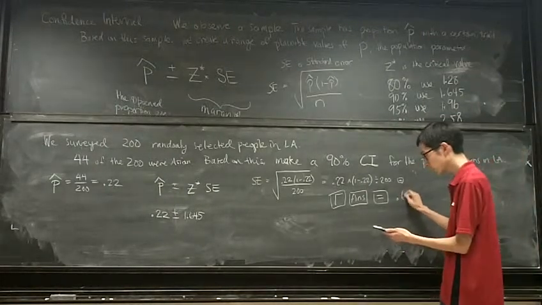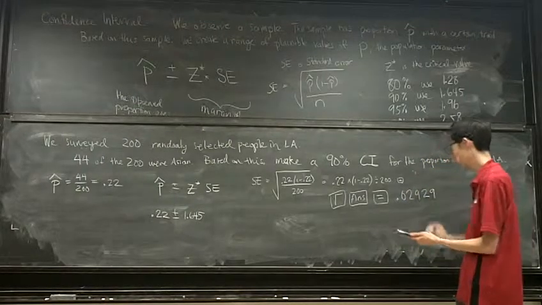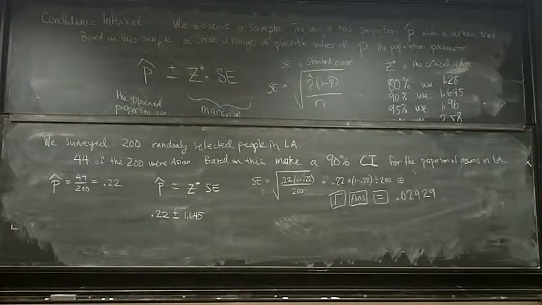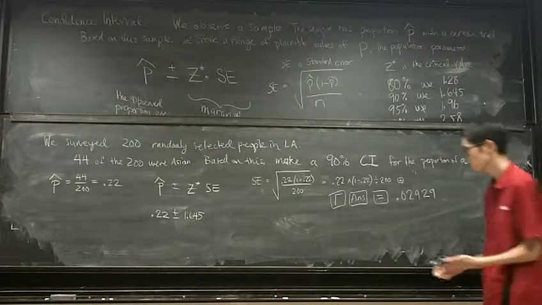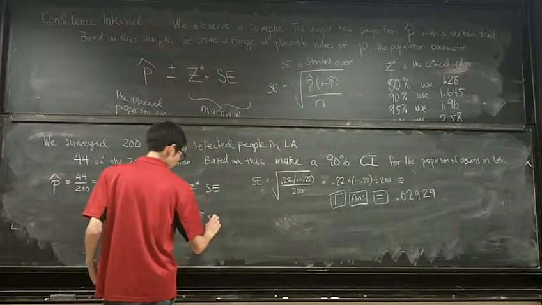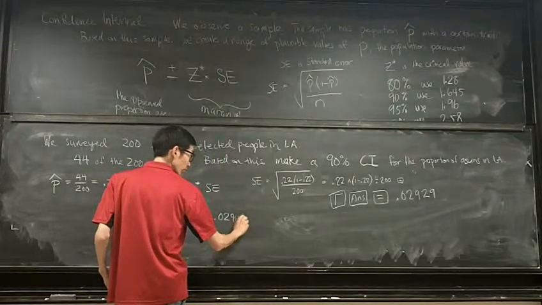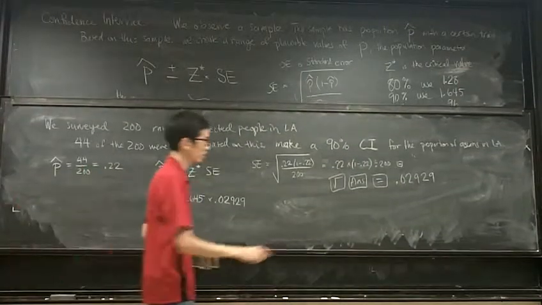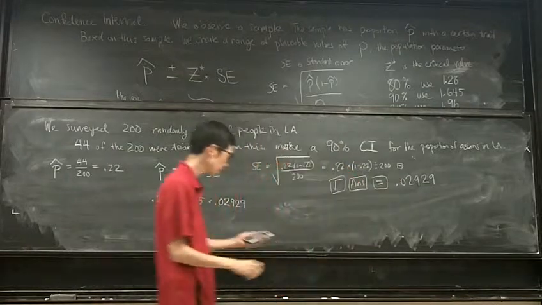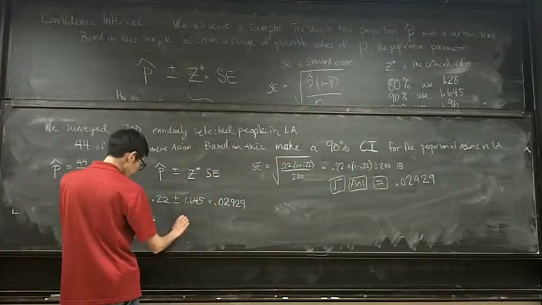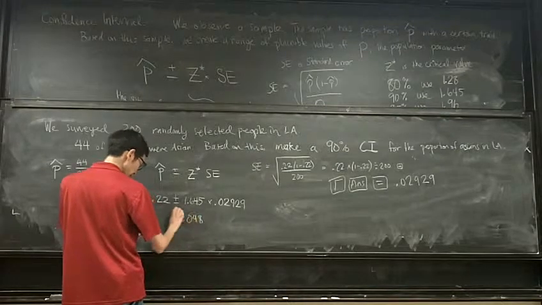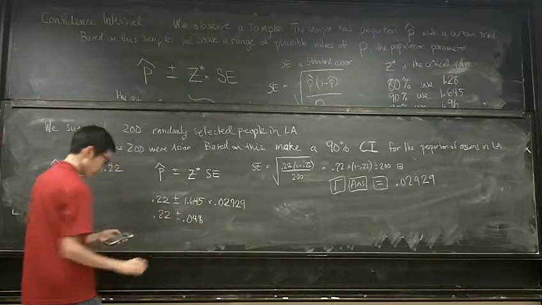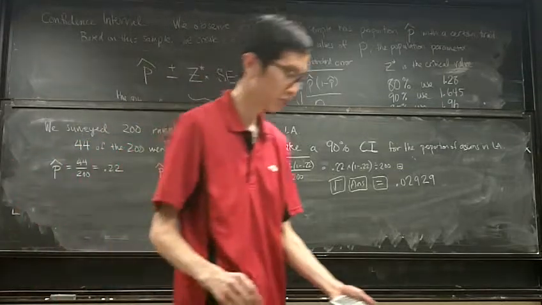And I get 0.02929. Okay, that's my standard error. I'm going to multiply this times 1.645. He's asking if that's a 0 or 6. Oh, that's a 0. Sorry. Okay, and so I get this number to be 0.048. So 0.22 plus or minus 0.048.